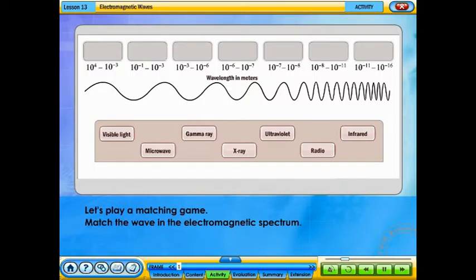Let's play a matching game. Match the wave in the electromagnetic spectrum.